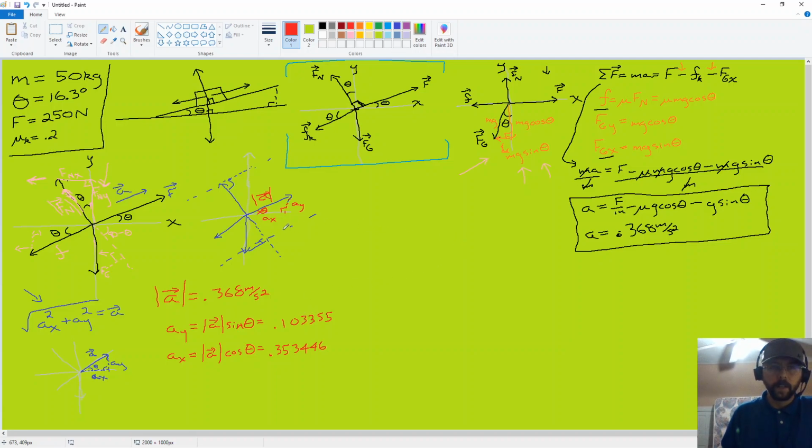Now I can go back to, I really need to stop redrawing this image, I can go back to this and start to calculate all of those forces.